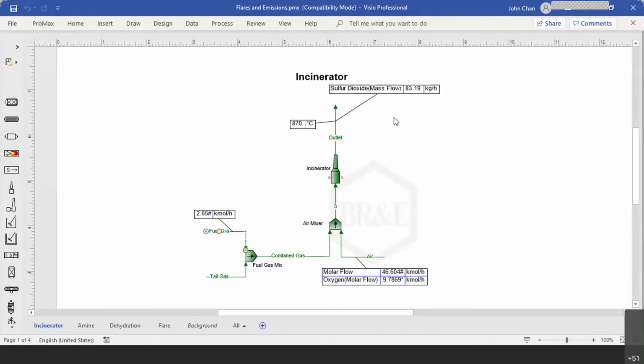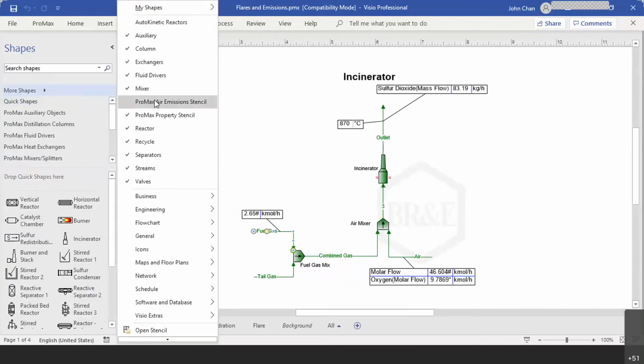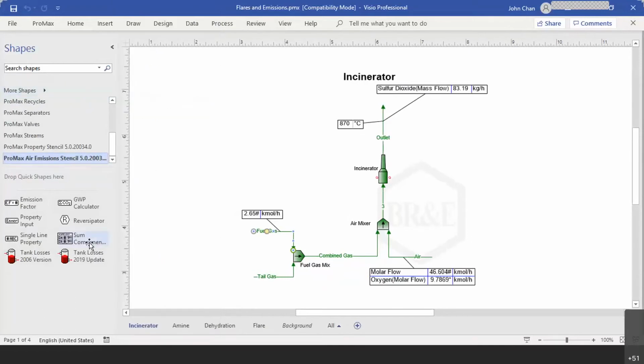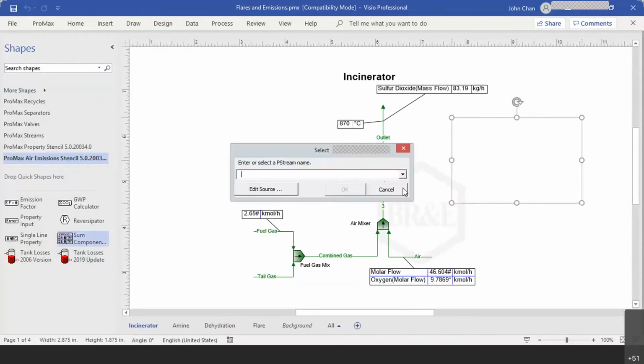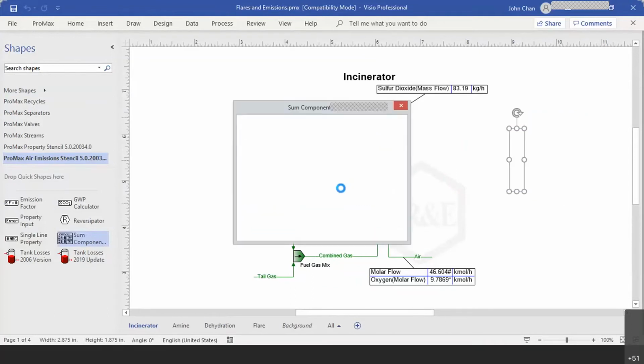And as discussed earlier, we can actually also use another stencil, which is called the air emission stencil. This can be found under more shapes. You can then click on ProMax air emission stencil. Once you see this, you can drag out this shape, which is called the sum components. I'm going to drag it onto my flow sheet. Once you have dragged it out, it will ask you which stream you're interested in. I'm going to select my outlet stream. Click OK.